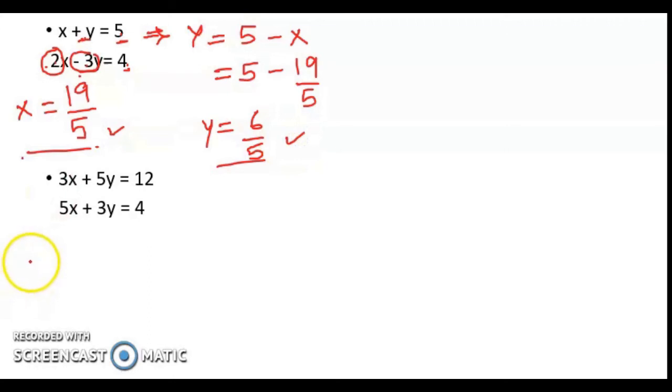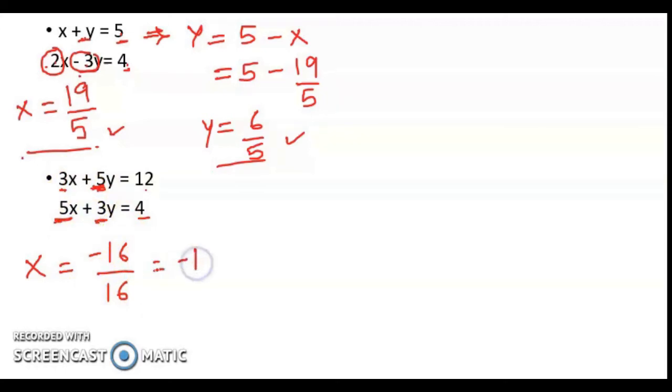Next problem. To find out the value of x, we will multiply this 5 multiplied by 4, 20, minus this 12 multiplied with 3, that is 36. So 20 minus 36, that is minus 16, and divided by this 5 5s are 25, minus 3 3s are 9. So 25 minus 9, that is 16. So you get x equal to minus 1.